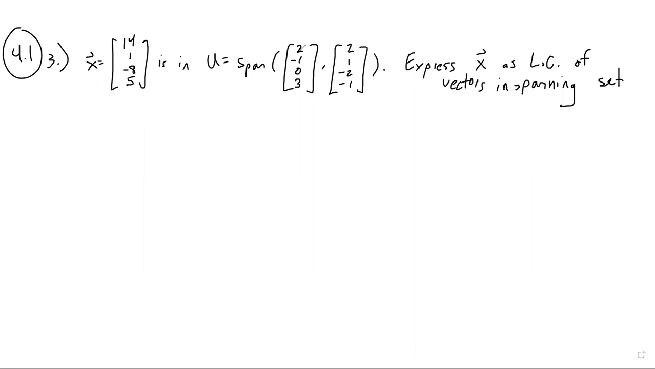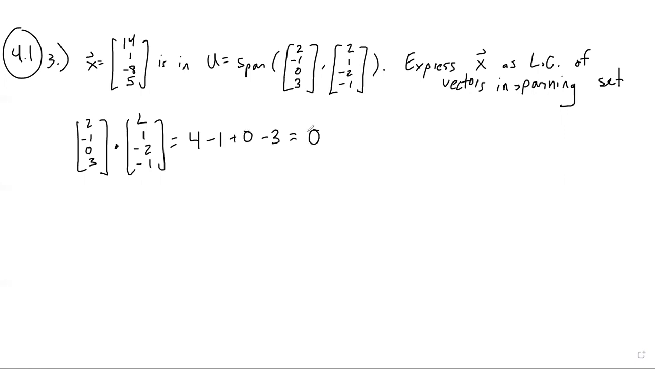But something that is really useful to note here is that the two vectors that are describing the spanning set are actually orthogonal to each other. So if we do the dot product, we get 4 minus 1 plus 0 minus 3, so we get 0. So they're orthogonal, which does mean that we get a little bit of a shortcut for expressing x as a linear combination of those vectors.